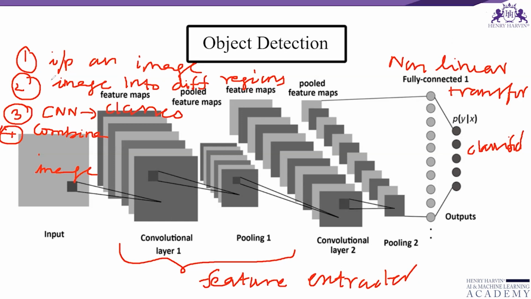So what are the steps involved in detecting and classifying objects in an image? We input an image. Now the image will be divided into different regions. Now each region will be passed to the CNN, which will classify them into different classes. Now all the regions will be combined to obtain the original image, which detects objects in it, right? Hope this is clear.